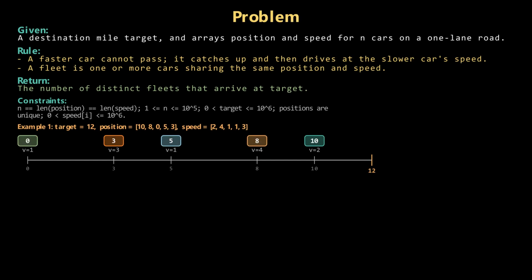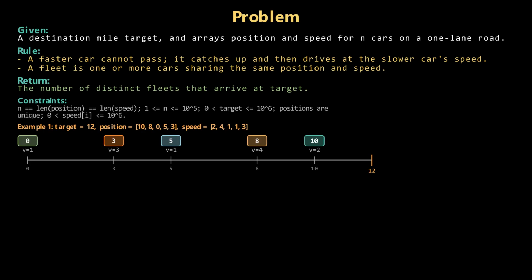Given a destination mile called target, plus position and speed arrays for every car on a one-lane road. Cars cannot pass each other; a faster car slows down when it catches the car ahead. Count how many separate fleets reach the destination.